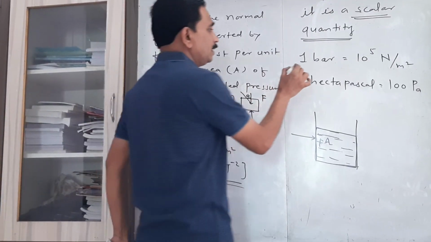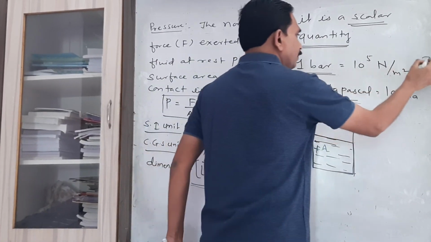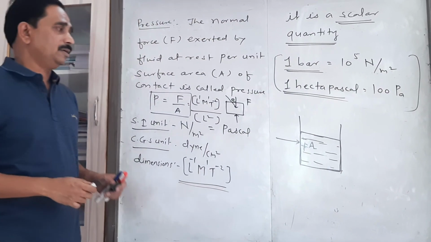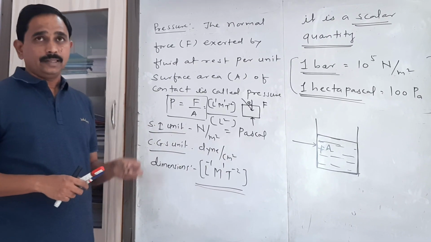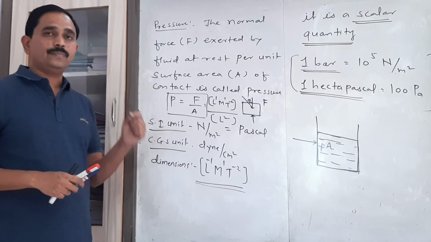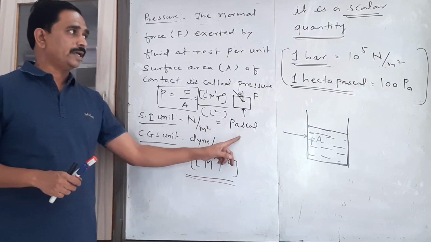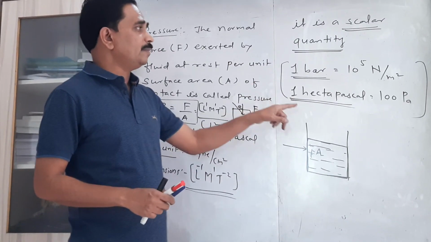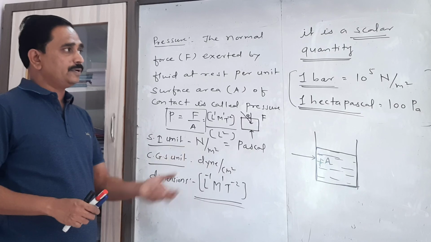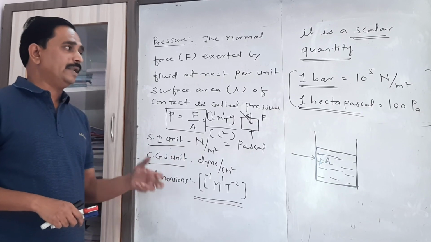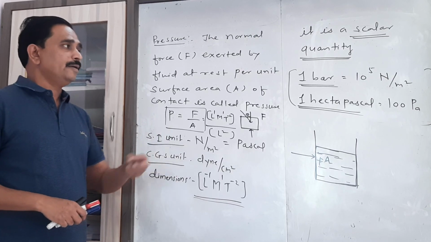Now these are certain conversion formulae of pressure. What is 1 bar pressure? 1 bar pressure is simply 10 to the power 5 Newton per meter square pressure. That Newton per meter square is also called the Pascal. So 1 bar equals 10 to the power 5 Pascal or 10 to the power 5 Newton per meter square, and 1 hectopascal equals simply 100 Pascal.